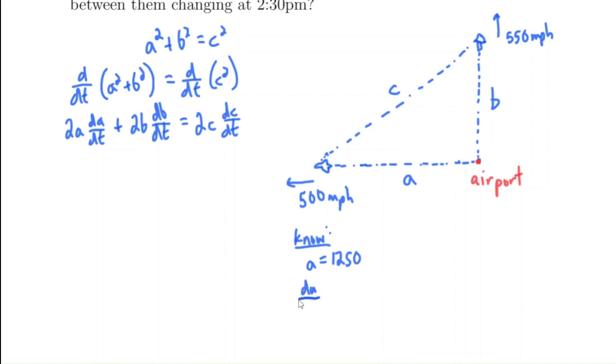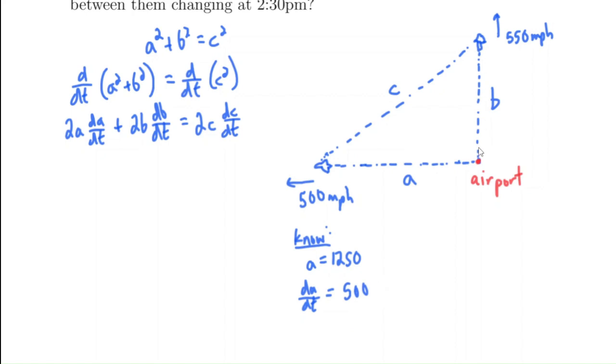Also, we know dA/dt. What's the rate of change of A? How fast is A changing? Well, it's just 500 miles per hour. So A is 1,250 miles, and dA/dt is 500 miles per hour. Whenever you're talking about a derivative, you're talking about a rate.